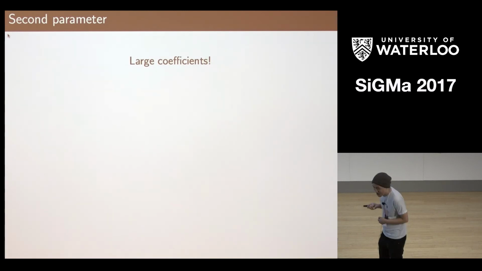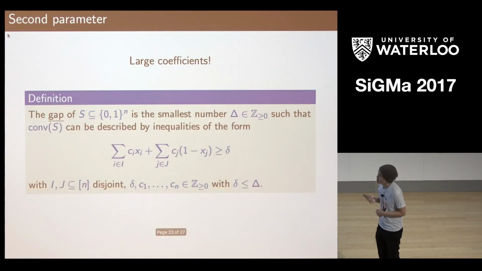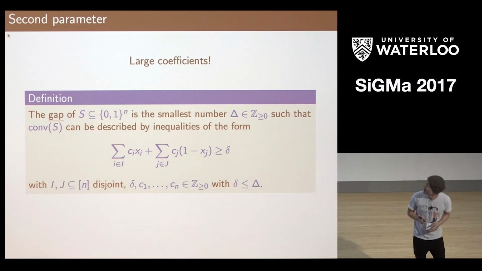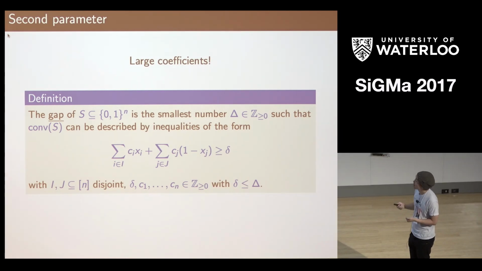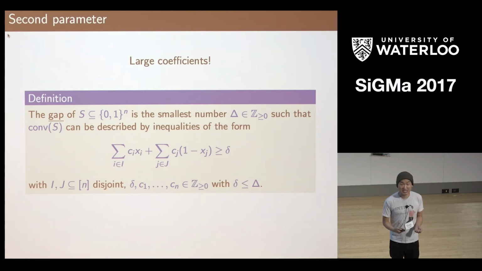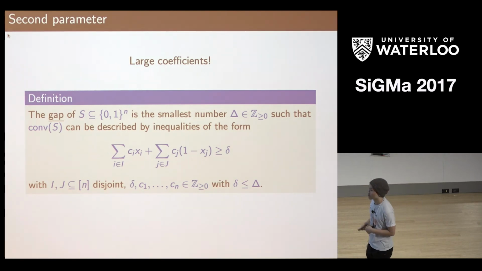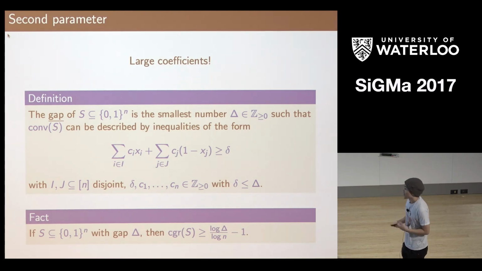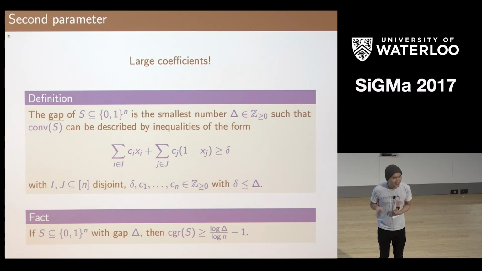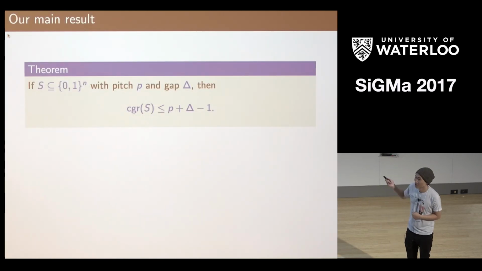The second parameter is what we call the gap. Again, you don't really have to read that, but the gap is just a measure of the size of the facet coefficients you need to describe the convex hull of S. And again, if the gap is big, then that implies the reverse CG rank is also big. So if you want a theorem, you also need to bound the gap. And it turns out that that's all you need to bound.